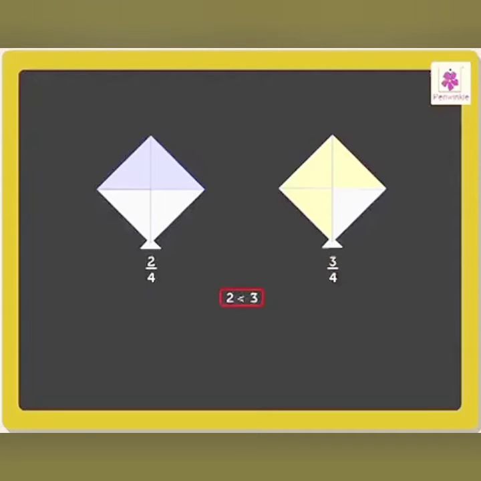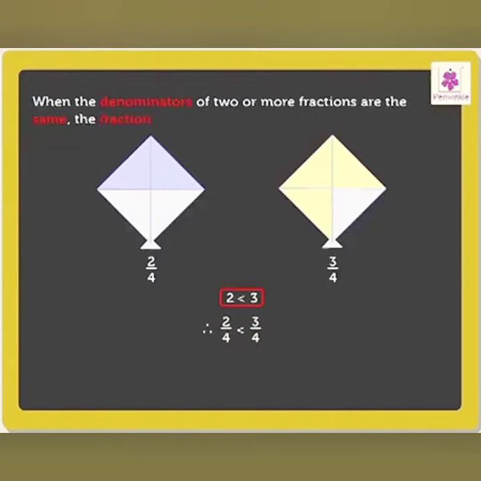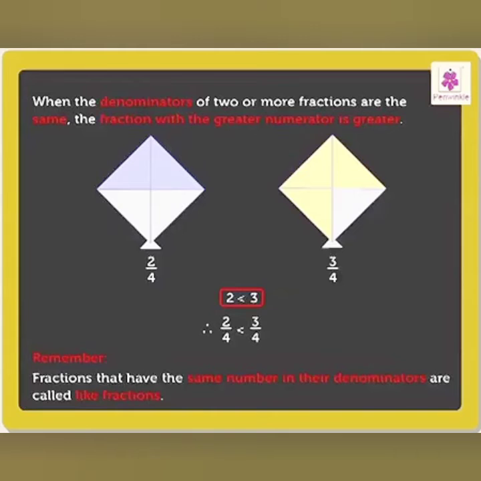So here 2 is less than 3. Hence, we can say that 2/4 is less than 3/4 or 3/4 is greater than 2/4. That is, when the denominators of 2 or more fractions are the same, the fraction with the greater numerator is greater. Remember, fractions that have the same number in their denominators are called like fractions.